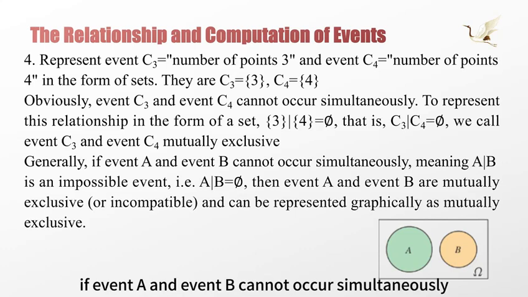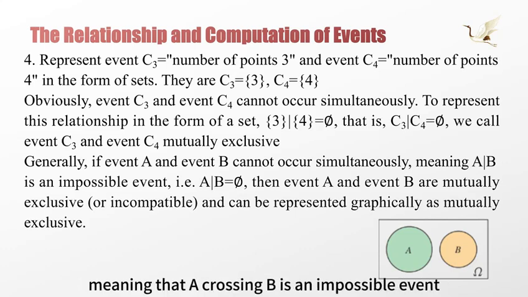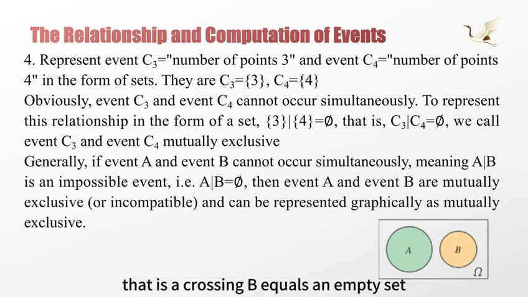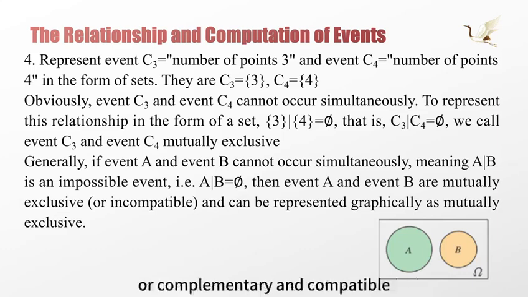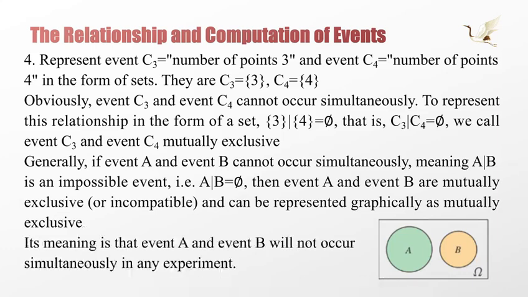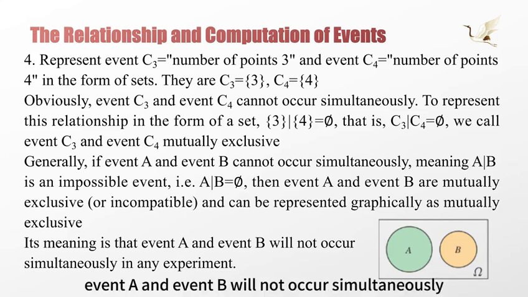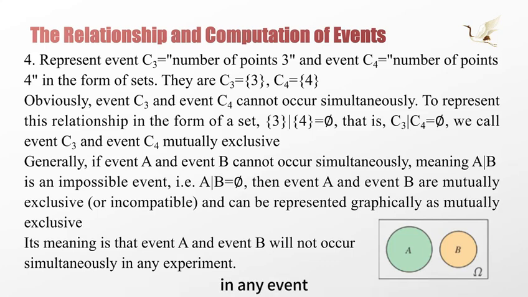Generally, if event A and event B cannot occur simultaneously, meaning that A intersection B is an impossible event, that is, A intersection B equals an empty set, then event A and event B are mutually exclusive, or incompatible. These two events can be illustrated as mutually exclusive. Its meaning is that event A and event B will not occur simultaneously in any experiment.